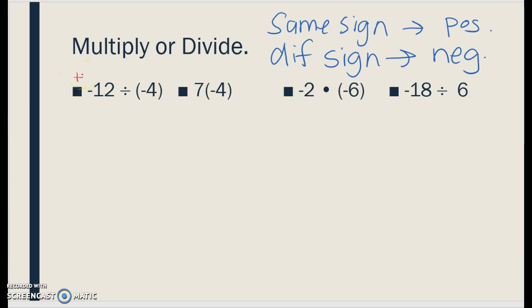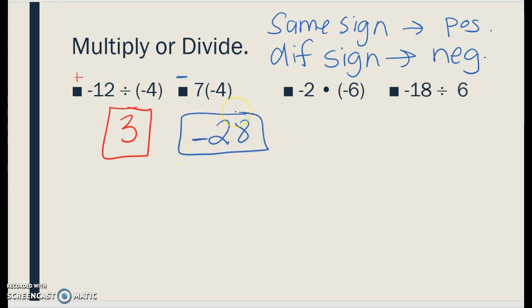So once I know that, I can go ahead and just focus on the values. 12 divided by 4. And so 12 divided by 4 would be 3. My answer is positive, so my final answer is a positive 3. My second problem has a positive number times a negative, so my answer here will be negative. And when I have a number next to a set of parentheses, that means multiplication. So now 7 multiplied by 4 gives me 28. I already decided that would be negative, so my answer is negative 28 there.